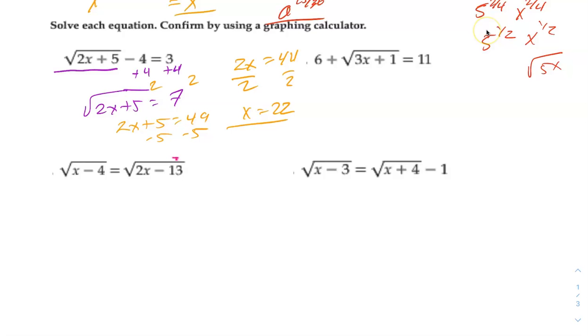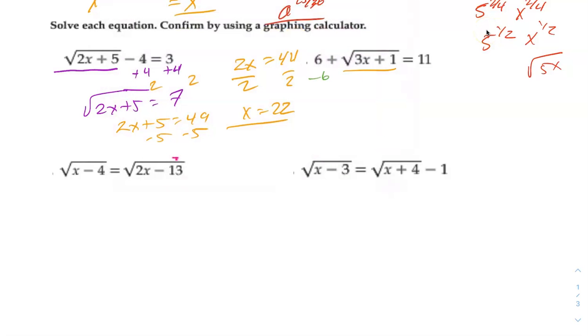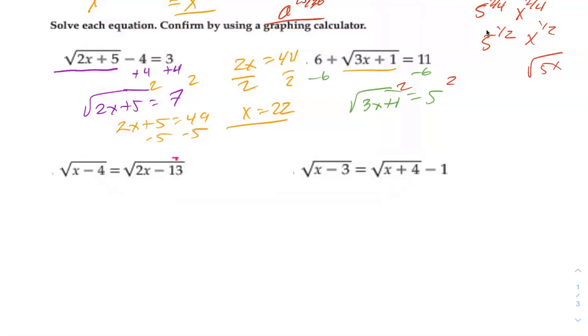Next one. Same idea. Let's get this by itself. Minus 6, minus 6. 3x plus 1 equals 5. So now we can get rid of the radical. So we square both sides. 3x plus 1 equals 25. Subtract 1, subtract 1. 3x equals 24. Divide by 3. X equals 8.